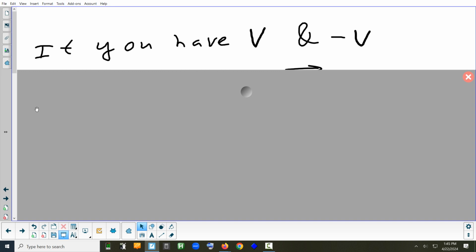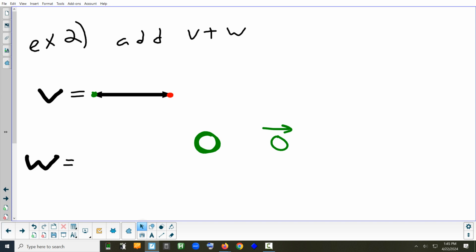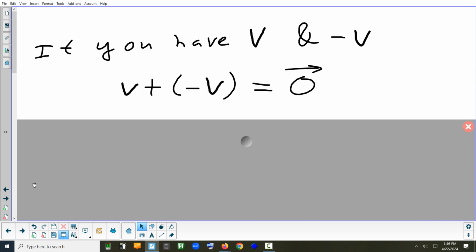Okay, what I'm mentioning here, V and negative V, we just did an example of something like that. This would be an example of V, and I called it W, but it's really negative V. The only thing that a negative does with a vector is it makes it point the other way. That's what a negative does. It's like it rotates 180 degrees. And when you add two vectors that are opposites, you get the 0 vector.